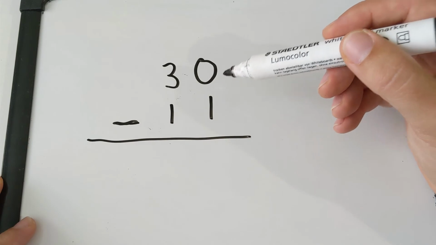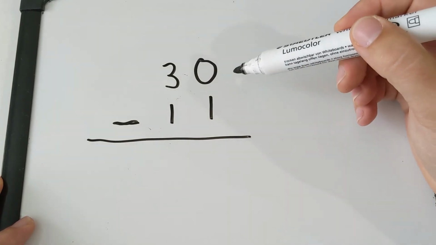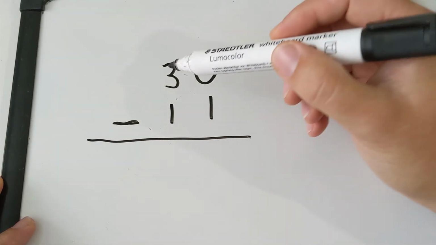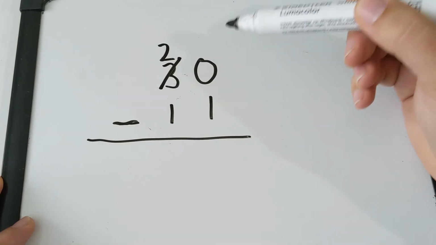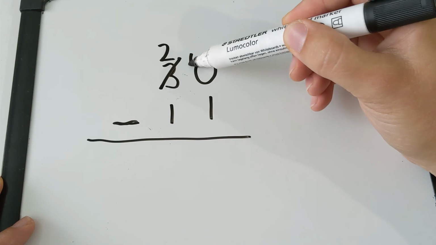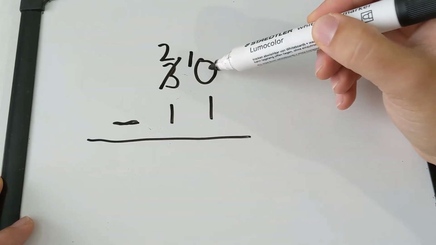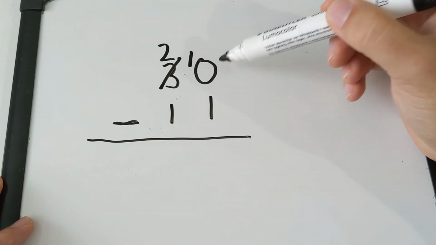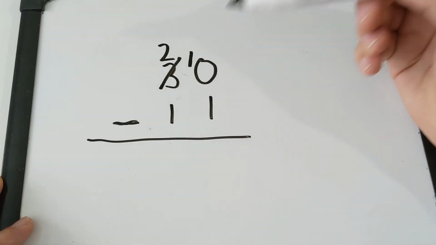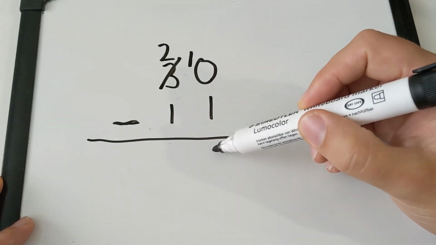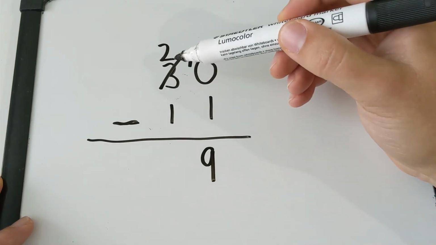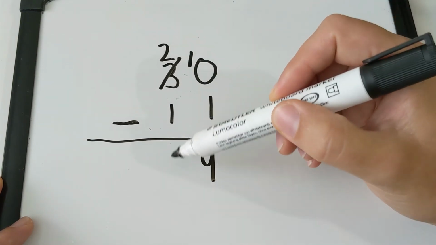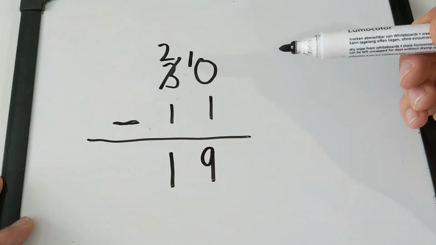So just like last time, I'll have to trade or borrow from the next column. I'll take 1 from here and change that to a 2. I'll bring that down here and add that onto what I've already got. So I have 10 now. 10 take away 1, well, I can do that. 10 take away 1 is 9. And now moving on to my next column, 2 take away 1 is 1.